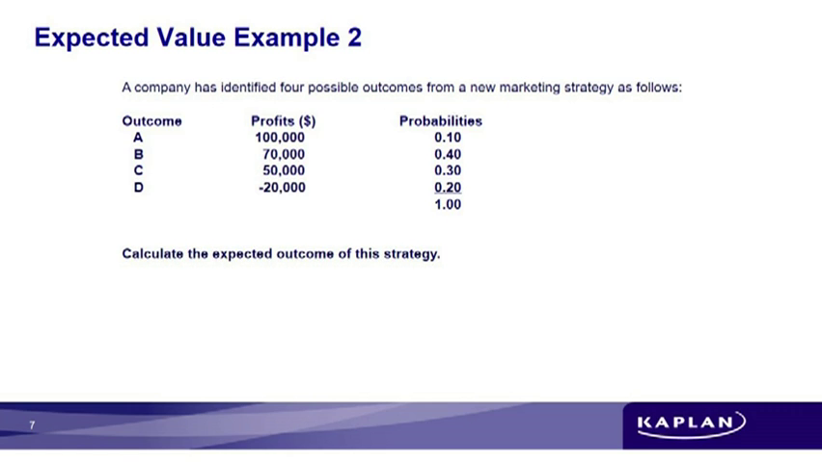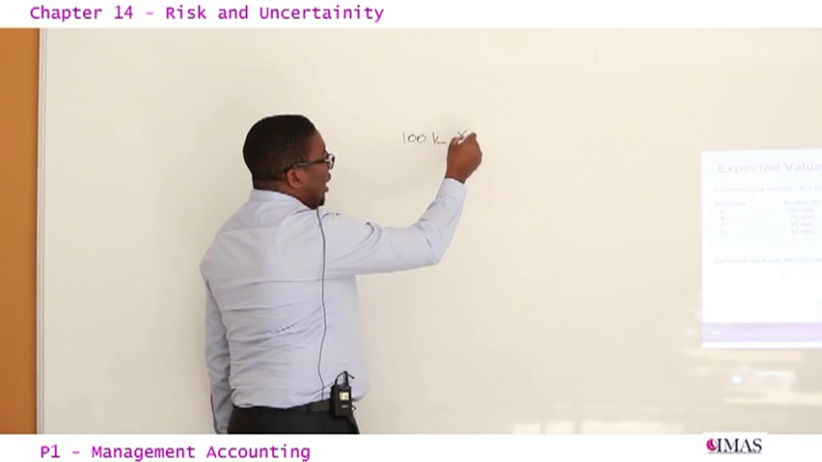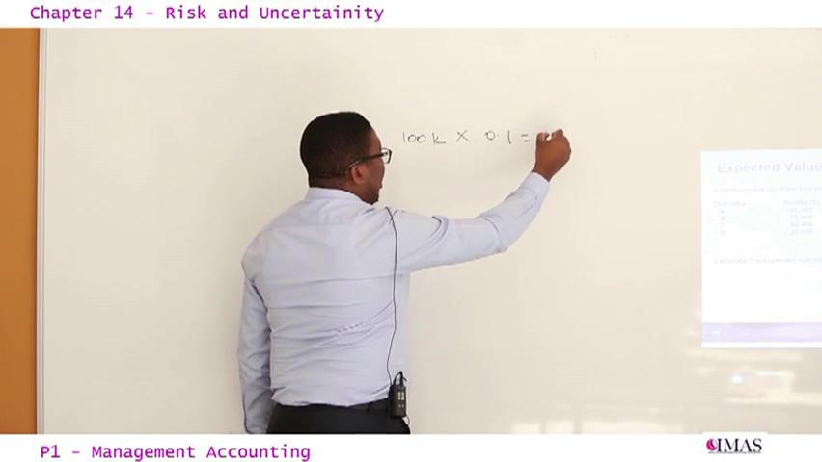Option C, there's 50,000 profit, but the chance of achieving that is only 30%. The last option, which is option D, we are likely to make a loss of 20,000. And the probability of making a loss of 20,000 is only 20%. Then now what we need to do is to calculate the expected outcome of this strategy. Therefore, we're going to take the possible outcome of each option multiplied by its probability. Therefore, 100,000 multiplied by 10% will give you 10,000.